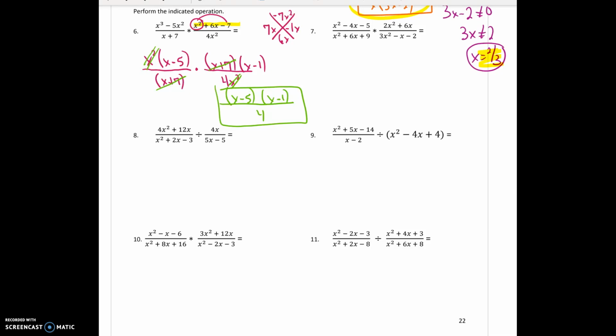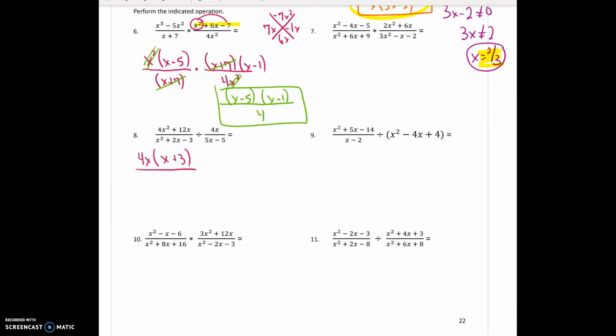Let's do number 8. So this is division. I'll remember to copy dot flip, but my first fraction I'm just going to factor and leave it in the numerator as numerator. So in the 4x squared, I can factor out a 4x. That's my GCF, and I'm left with x plus 3. I can't factor x plus 3 any further.